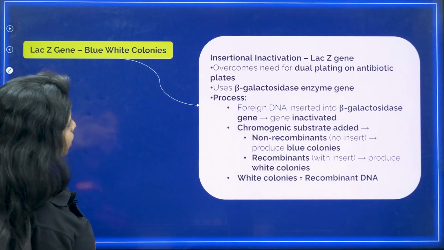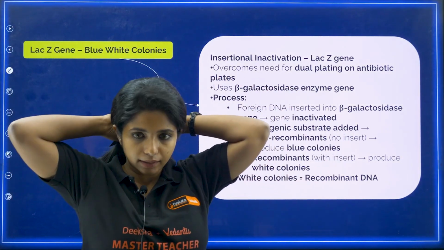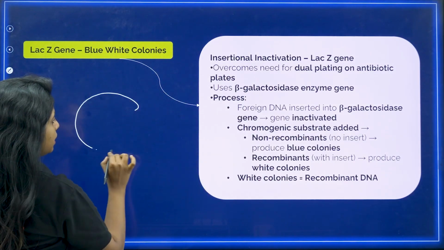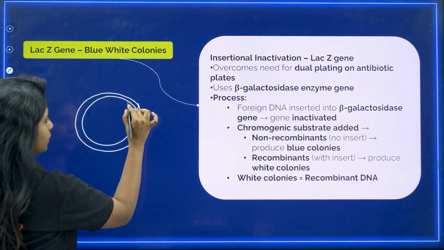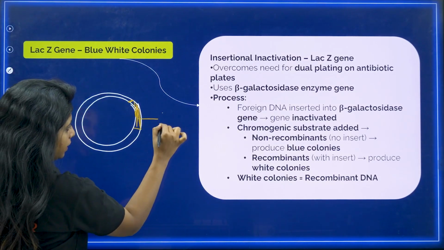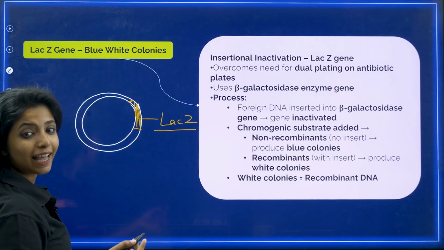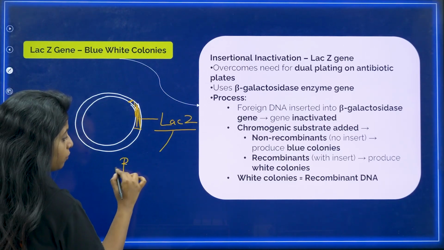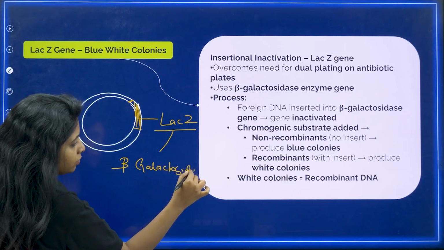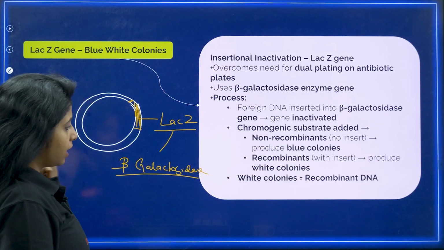Now coming to the next thing, the easy method that we have. We have another plasmid, my dear children, and the good thing about this particular plasmid is that it has a gene known as the LacZ gene. Now, LacZ gene you might have studied in the lac operon. LacZ gene is responsible for production of beta-galactosidase.